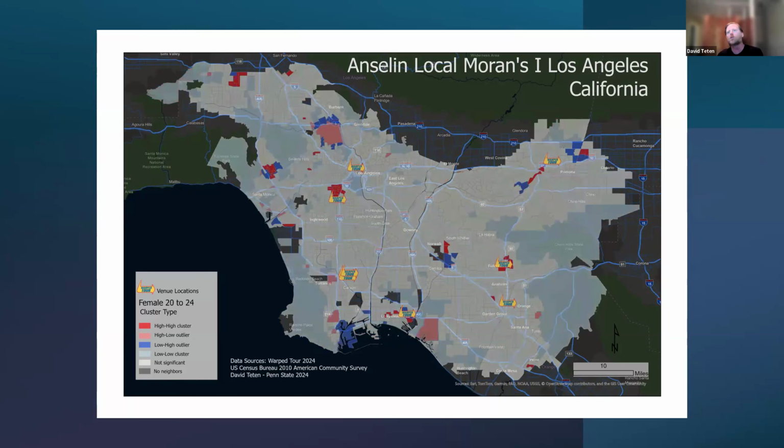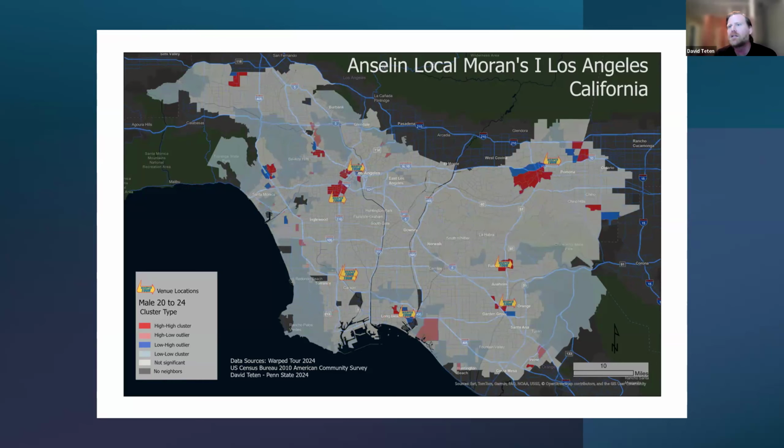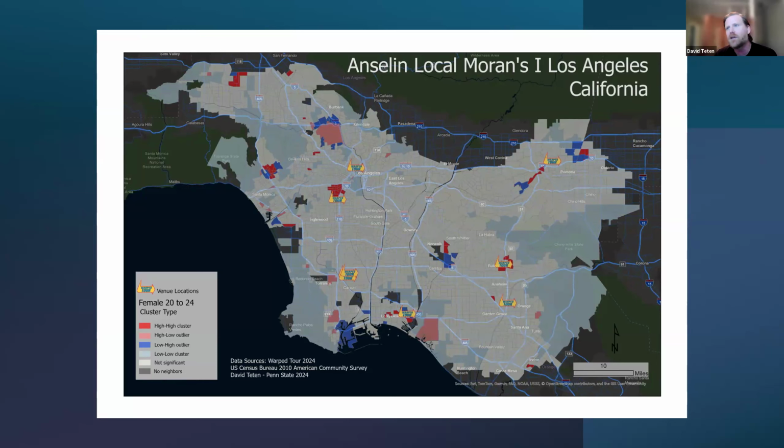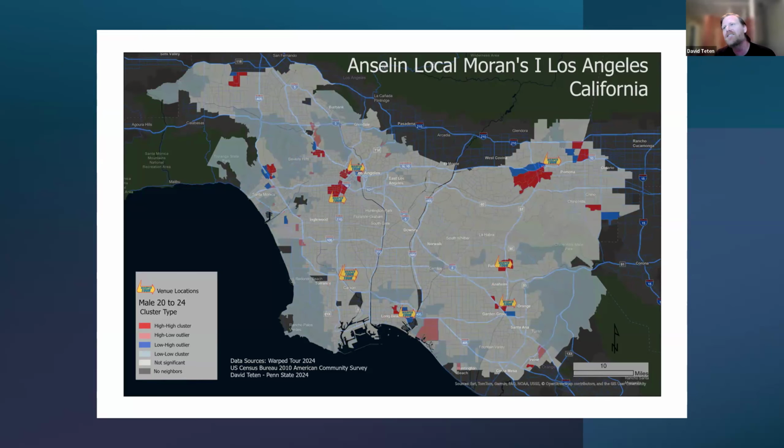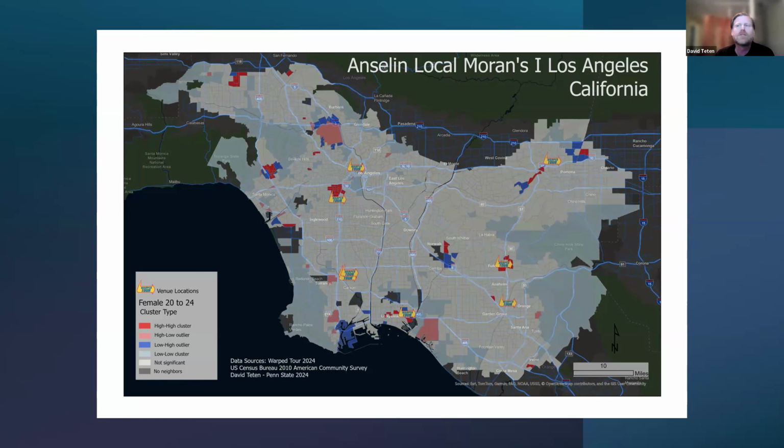Moving on to the 20 to 24, you can see that it is definitely not as busy. The clusters are much smaller, and there's a lot more outliers. It's peculiar because this is the age group, the female 20 to 24, that would have dominated the audience. So what that tells us is that this age group, even though it dominated the audience, more than likely had to travel farther than 30 minutes to go to these shows.